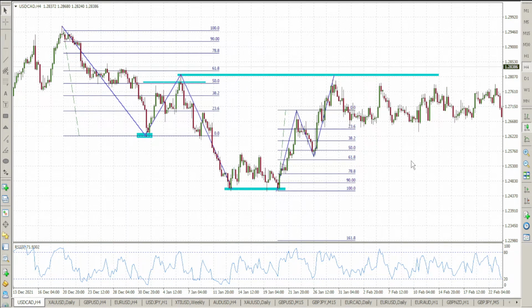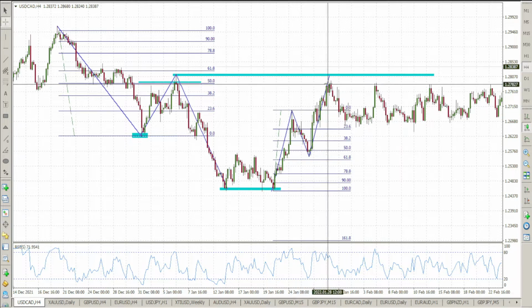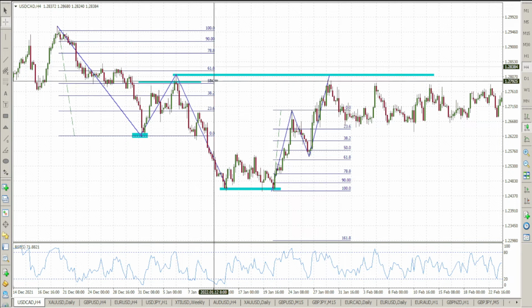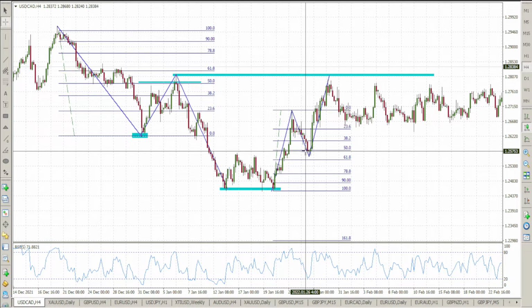I hope you guys are getting my point. Where did this market stop? Right here at the previous zone. Which Fibonacci number was this? 50%. This is 50%.